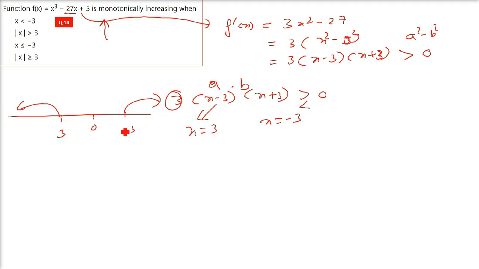If a into b is less than 0, then we take things which are inside, between 3 and minus 3. So we have two ranges here, or two intervals: negative infinity to negative 3, and positive 3 to positive infinity.